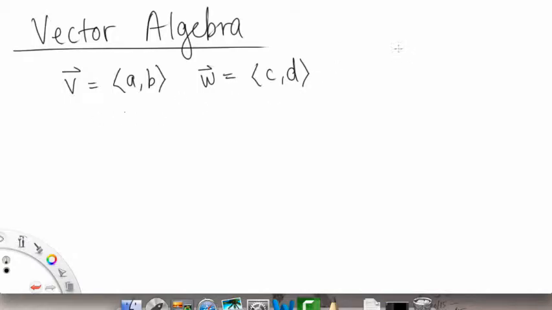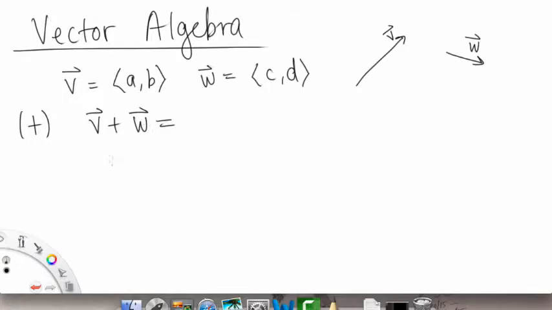So let's say V looks like this. Okay, so here's vector V, and vector W looks something like that. So here's V and there's W. And basically what we're going to do is some algebra, play around with these vectors a little bit. So first we're going to do addition, okay? So we're going to do V plus W, all right?